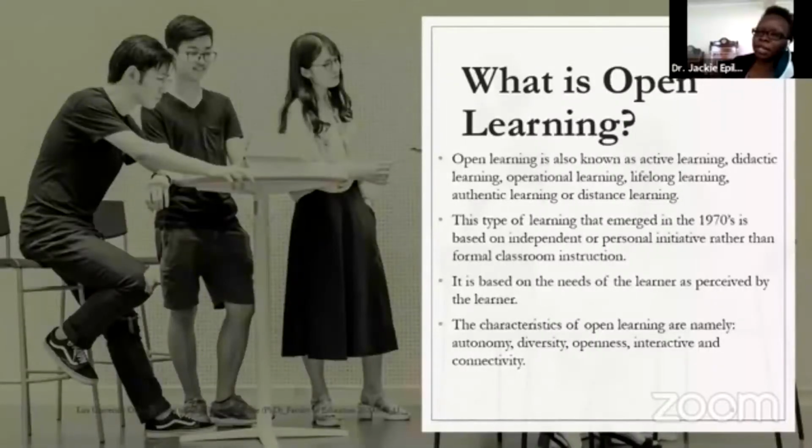Open learning has many other words that you could use to describe it. It can be termed as active learning, didactic learning, operational learning, lifelong learning, authentic learning, or distance learning. This type of learning emerged in the 1970s, and it is based on independent, personal initiative rather than formal classroom instruction. It is based on the needs of you, the learner, as perceived by you, the learner. The characteristics of open learning are namely autonomy, diversity, openness, interactive, and connectivity. So you will require some bit of connectivity to be able to engage in this form of learning.